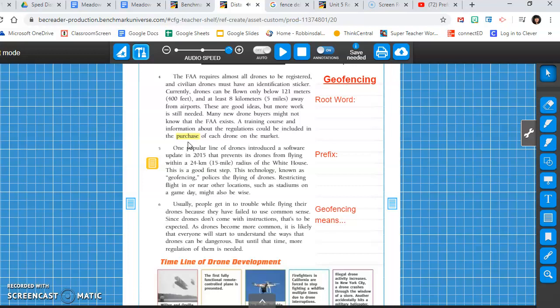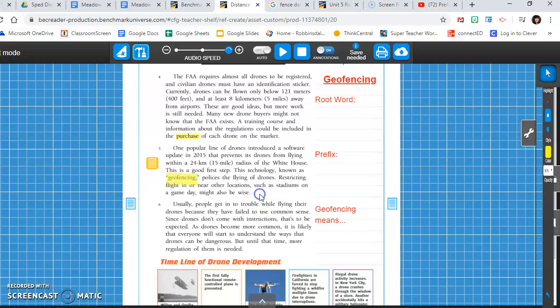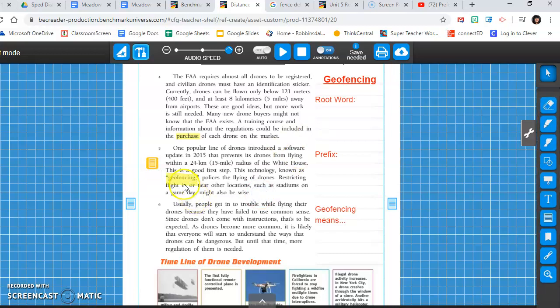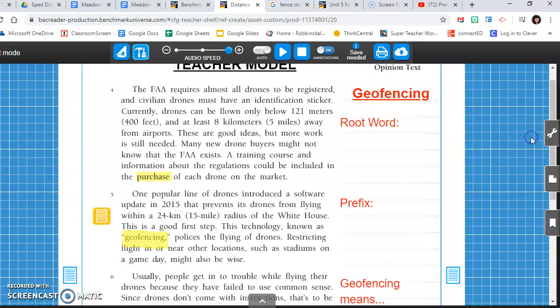Now I'll click off of it, and we'll look at the word that was really troubling me. And the word was, let me grab my highlighter. The word was geofencing. I really did not know what the word geofencing meant. But luckily, I can look at the word, split the word up into a root word and prefix, and infer what it means. So I'm going to zoom in again so you can take a better look at that word. The word is geofencing. Now, the first thing I'm going to do is look at the word parts. Now, I can actually tell there are word parts.